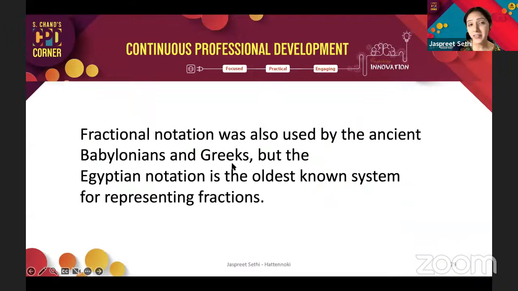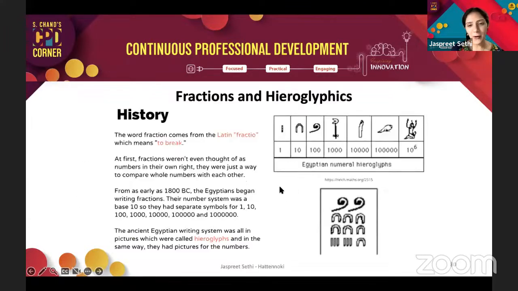When I talk about fractions, fractional notation was used by ancient Babylonians and Greeks, but the oldest known system that we see is in Egyptian notation. So anybody who wants to try this out, you can. In Egyptian numeral hieroglyphics, there was a symbol for each and every number, and their number system was base 10, so it was 1, 10, 100, and so on. So what number do you think we're trying to represent here?